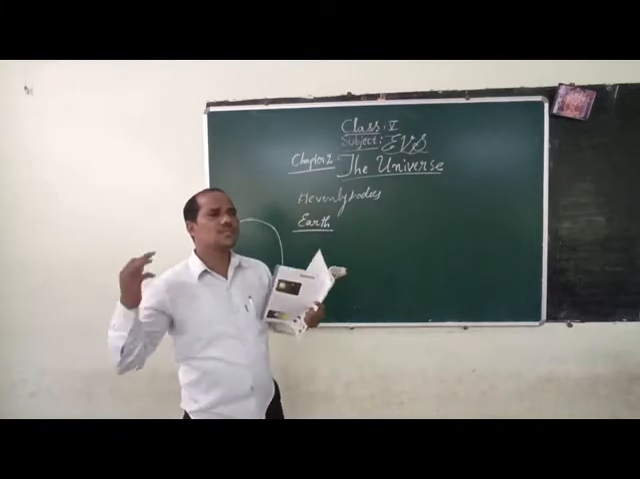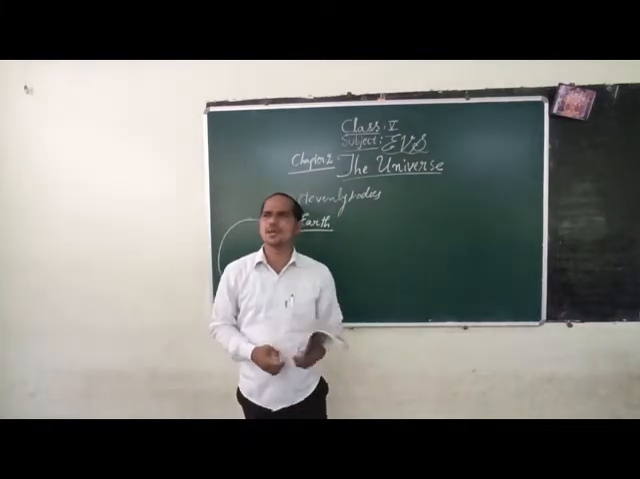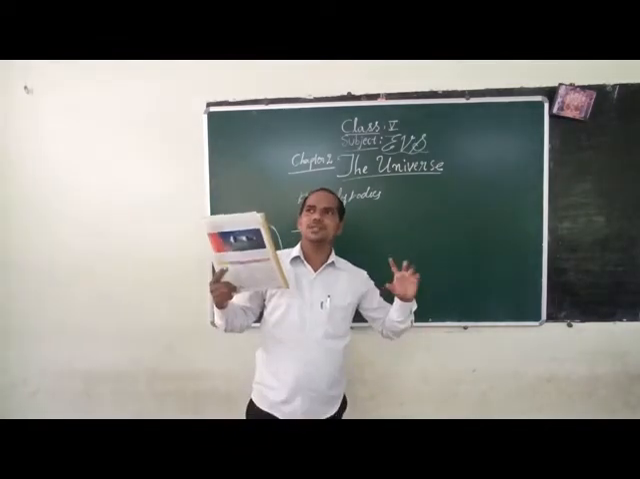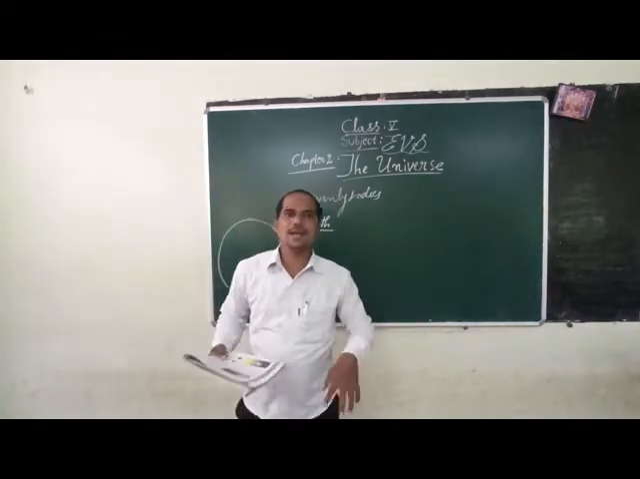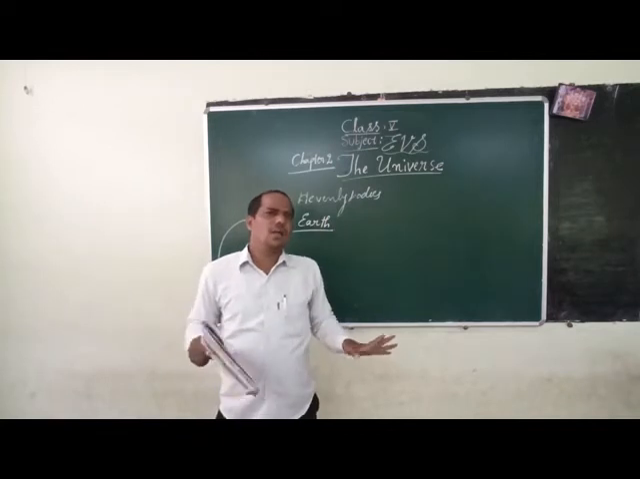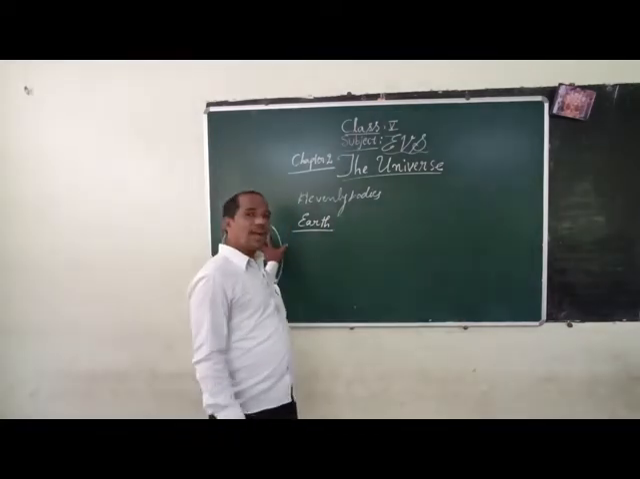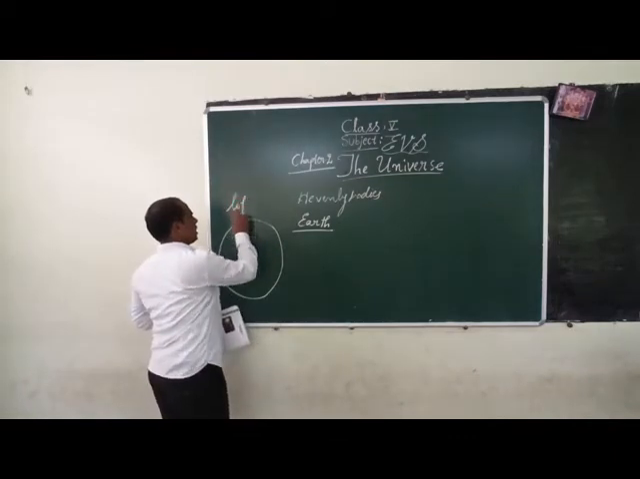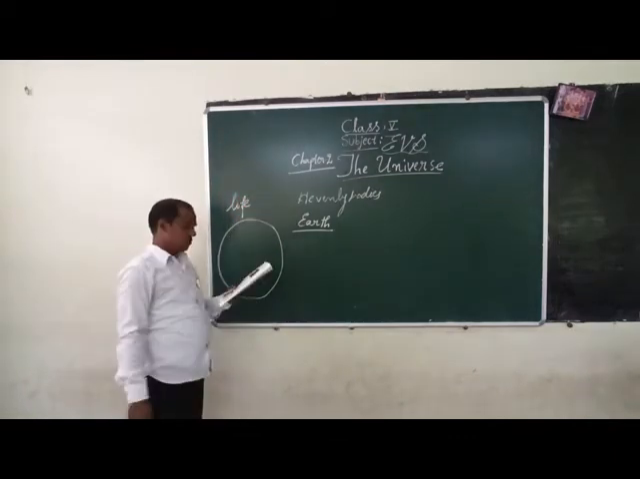In space we see some heavenly bodies: the moon, the earth, and other planets, eight planets including the sun, everything. But only on the earth we find life. Life exists.